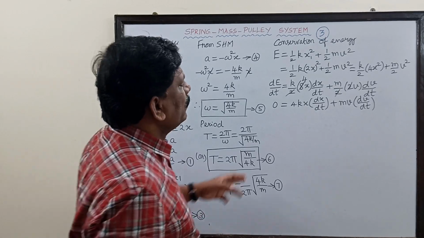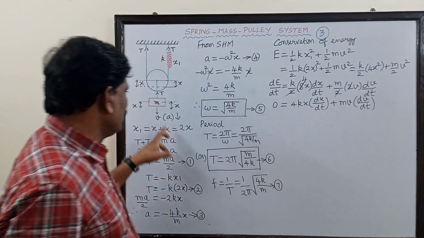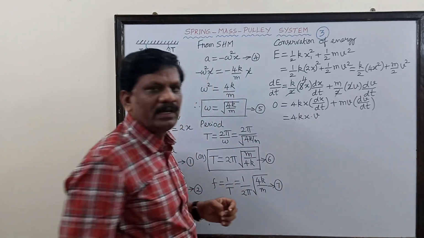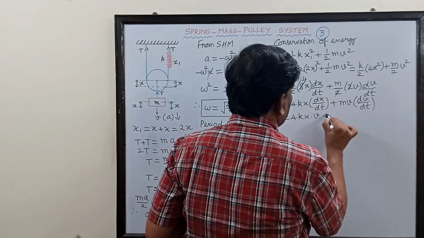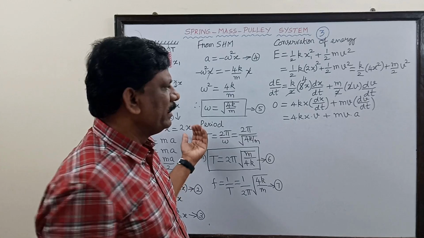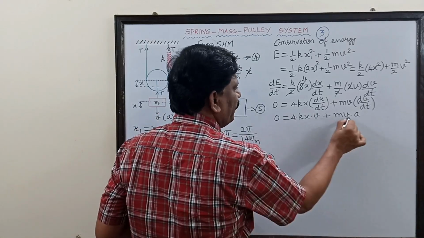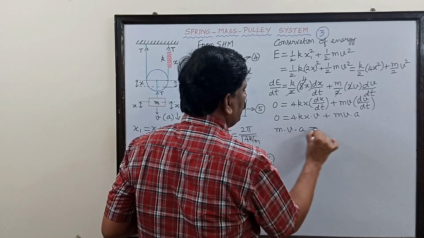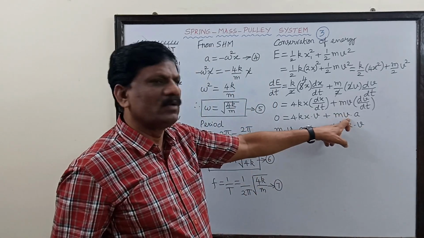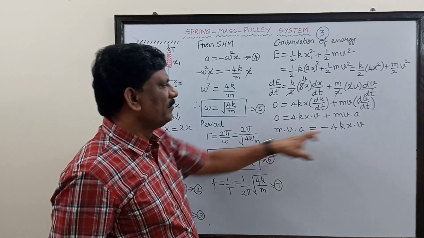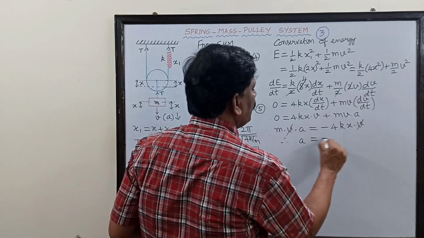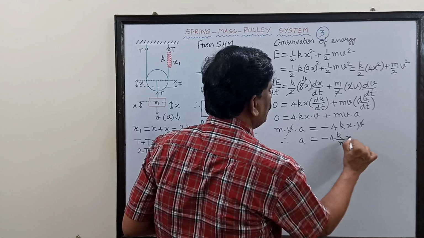Now you take dx by dt is equal to the velocity v. So this is 4kx into v. Rate of change of displacement is velocity, plus mv into rate of change of velocity, which is the acceleration a. So I equate these two terms: m into v into a is equal to minus 4kx into v. I have brought this term to the other side, so it becomes negative. So v and v get cancelled. Therefore acceleration a is equal to minus 4k by m into x.